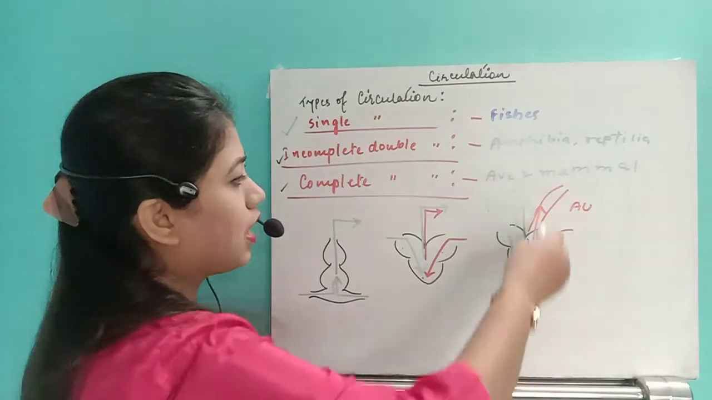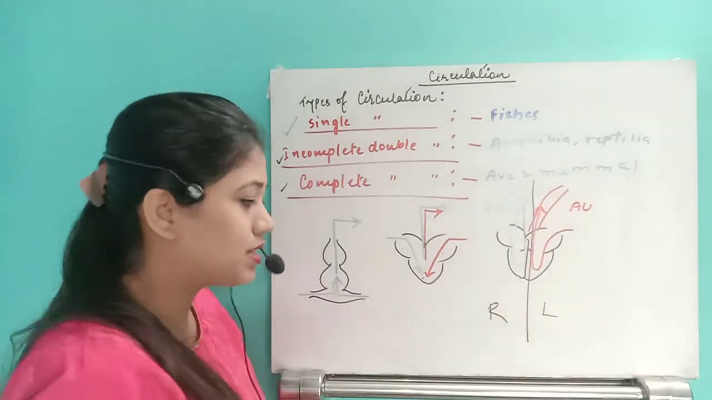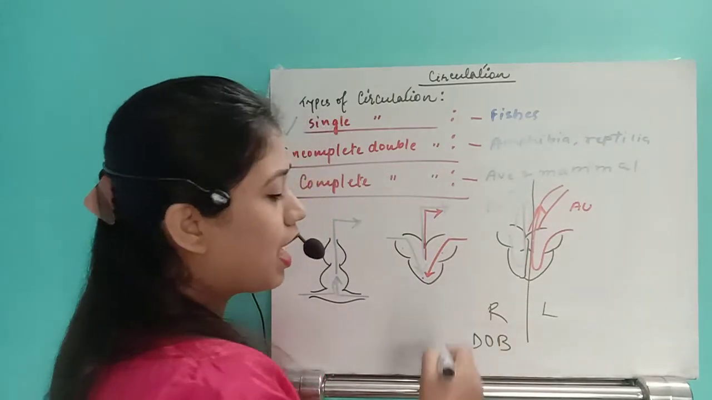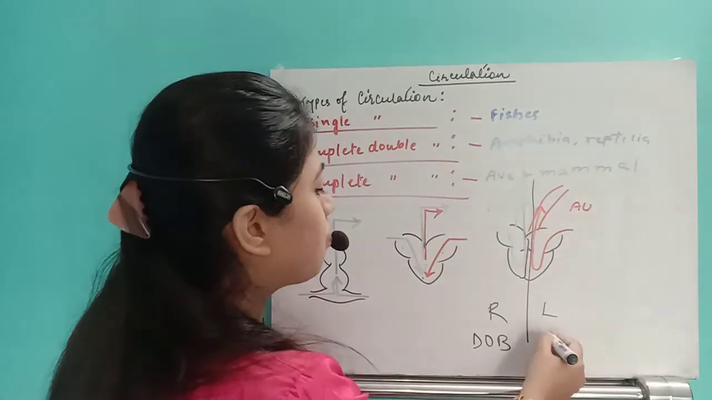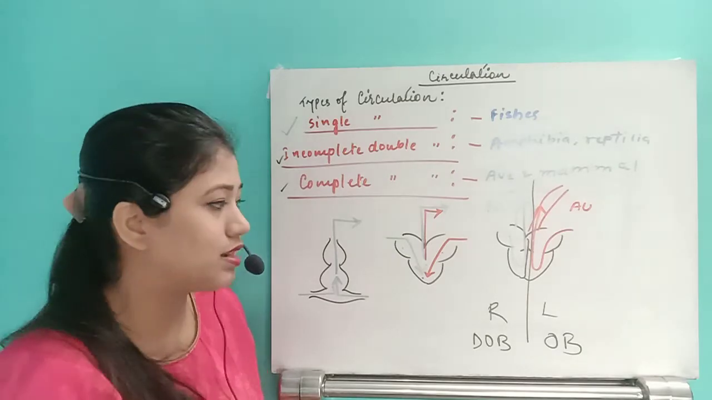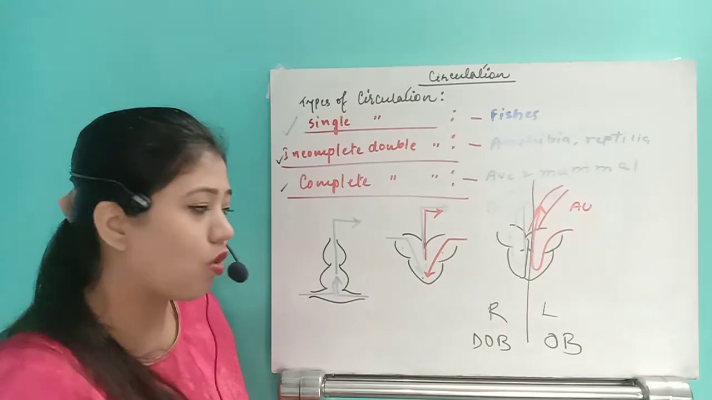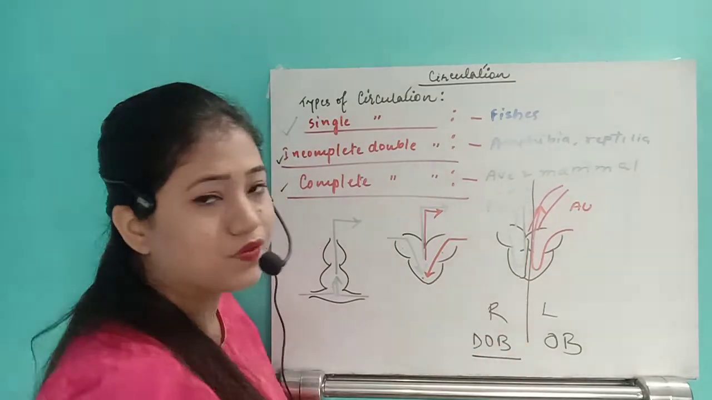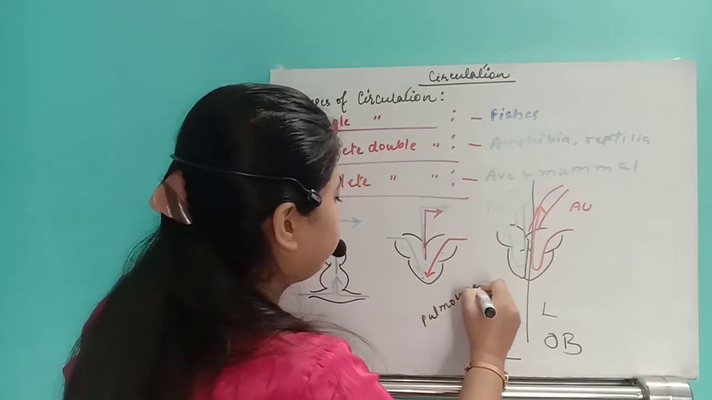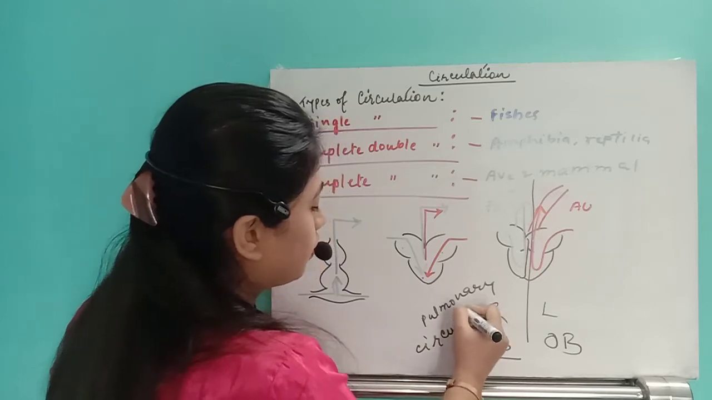See, here we have the right side and here we have the left side. The right side will pump only the deoxygenated blood, and the left side is associated with only oxygenated blood. Right? So what is that called? That is called the complete double circulation. Here we also call this circulation of deoxygenated blood the pulmonary circulation.